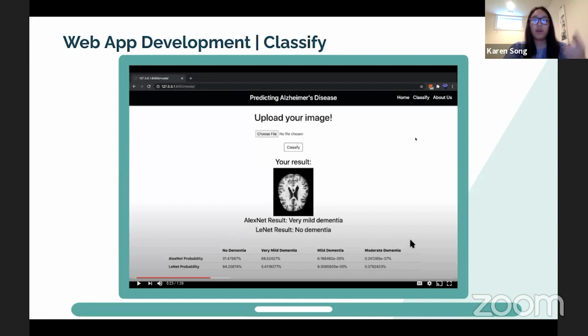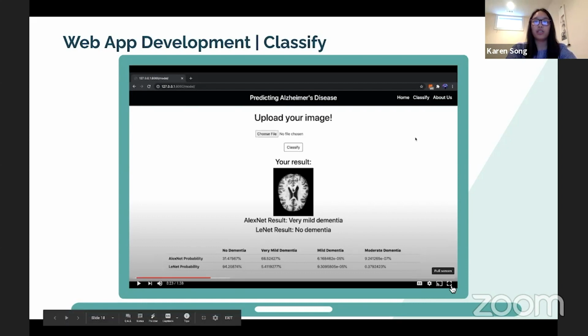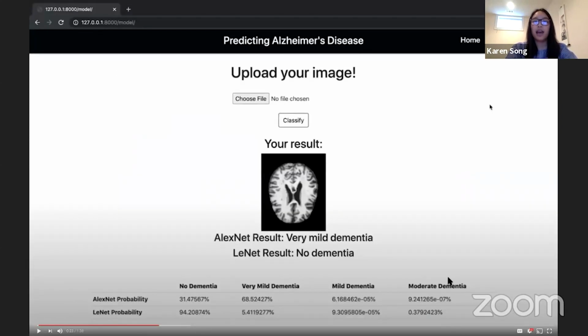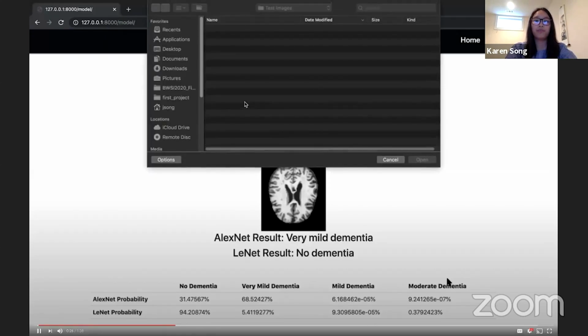We just inputted the MRI scan of a patient with very mild dementia, and as you can see, AlexNet correctly classified it, but LeNet classified this patient as having no dementia. At the bottom, you can see the breakdown of probabilities across each model. In this case, AlexNet was 68% sure that the patient had very mild dementia, and LeNet was 94% sure that the patient had no sign of dementia.